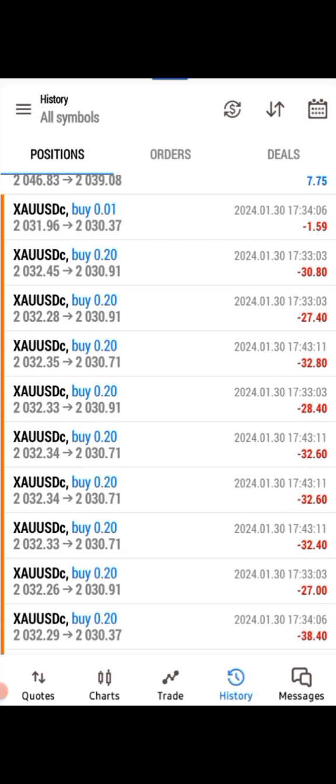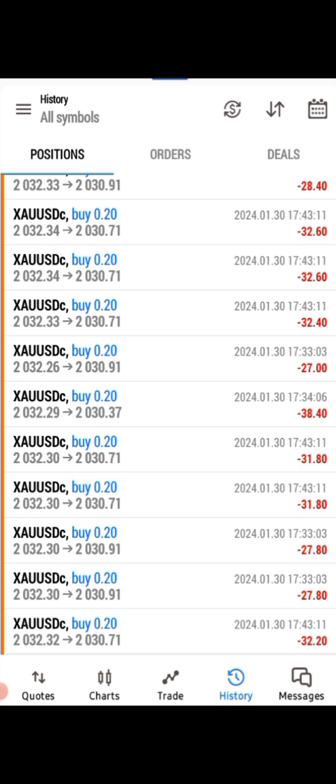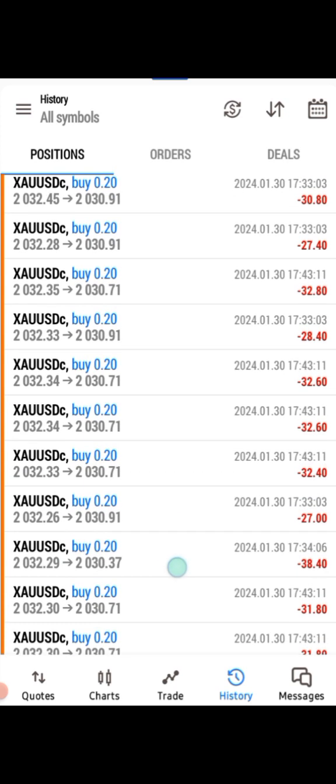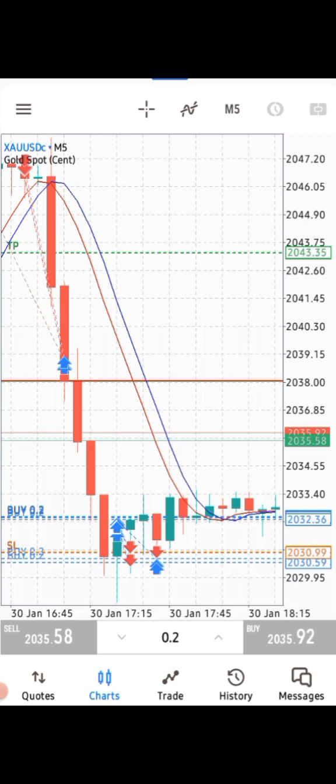Look at it here. These are the losses: 38, 35, 37, $31, just like that. They all hit my stop loss. If you look at the left hand side, you can see the stop loss being hit because the stop loss was too tight to the entry.